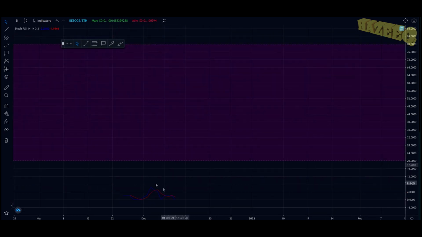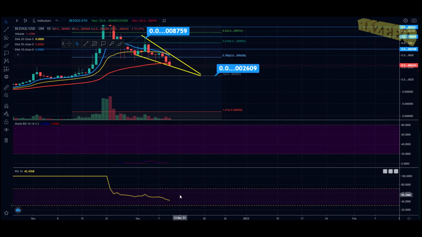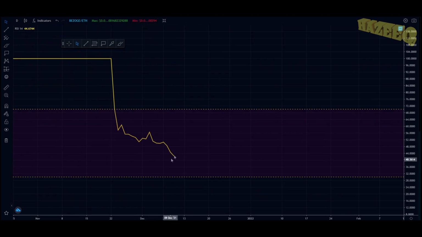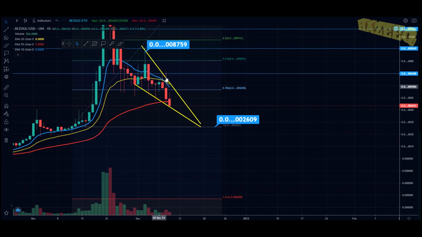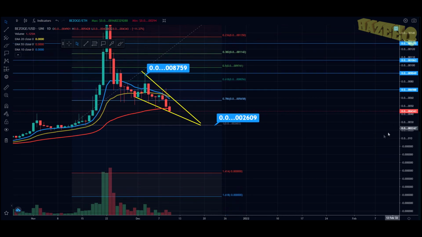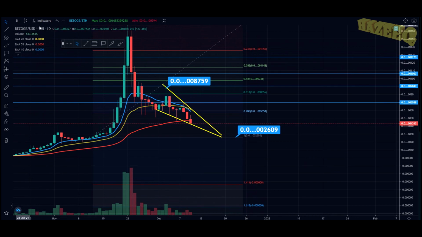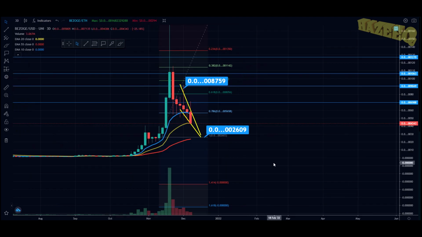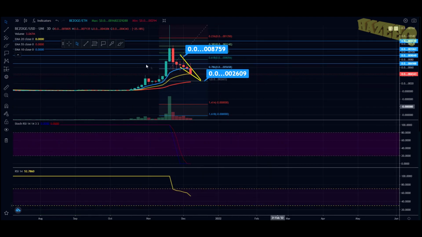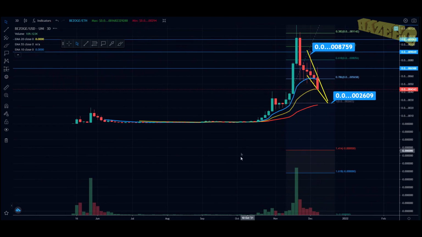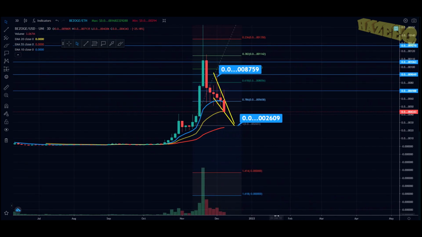So you can see that the stochastic is in the oversold over here. The RSI is moving to the downside, sitting at the index of 42, still pretty much free falling. So all in all, great entry points right now. I'm going to try to keep this very short for you guys, because there really isn't a lot to talk about, to be honest with you, because we don't have that much data on this chart.